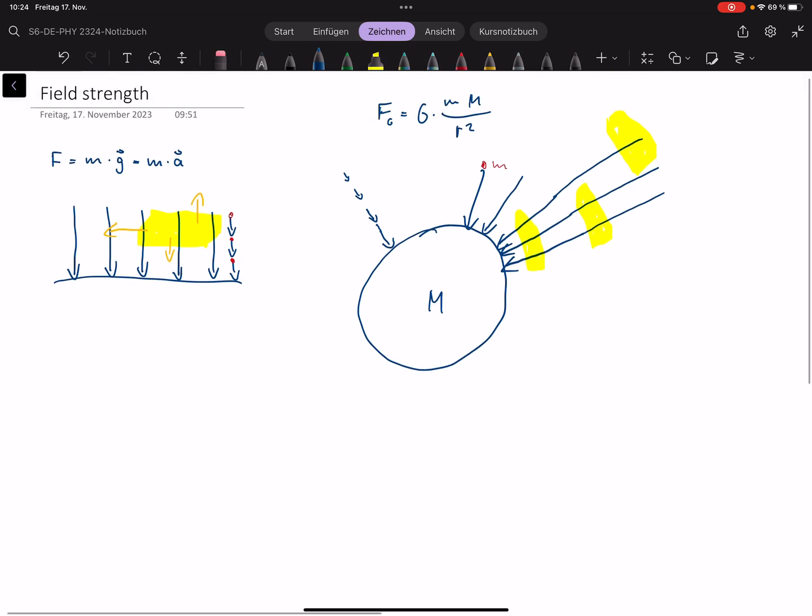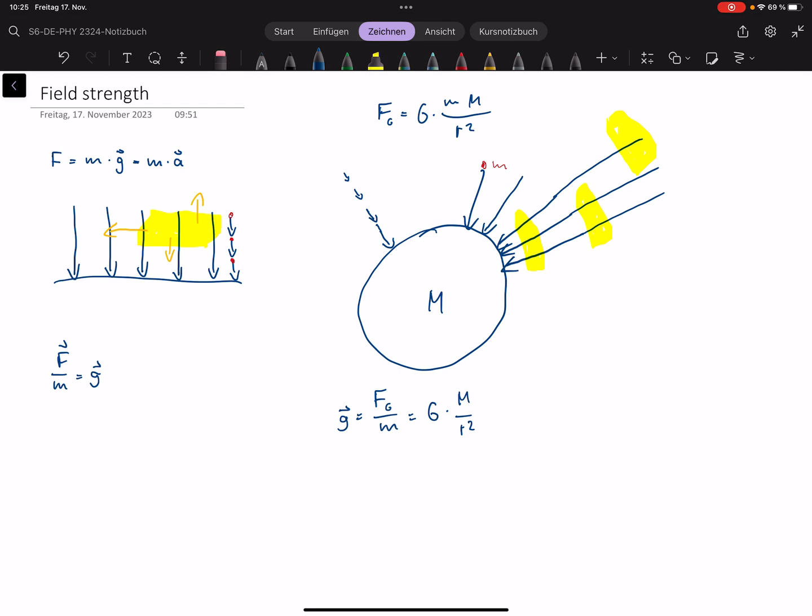And what we can do in that case, we want to make the force independent of that small mass. So what we do is we divide it, and we end up with G is equal to M by r squared. And if we look on this side here, F divided by m, then we've got this G. So that's what we do here, and that is called the field strength.